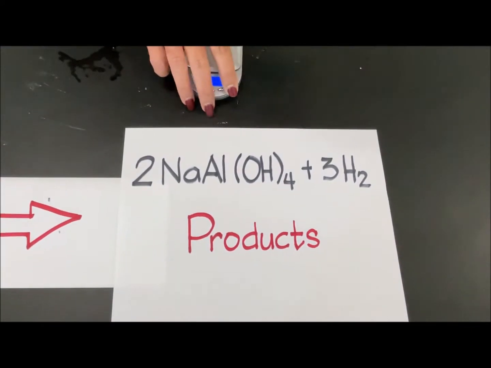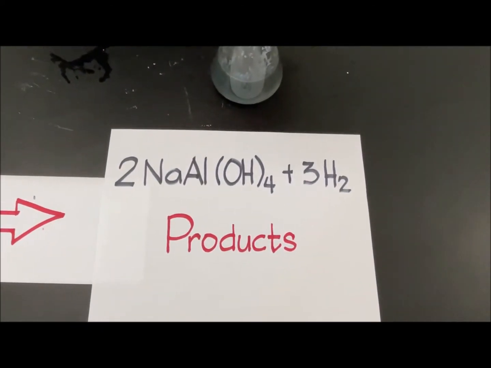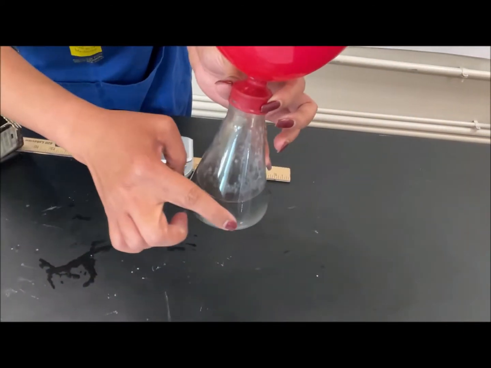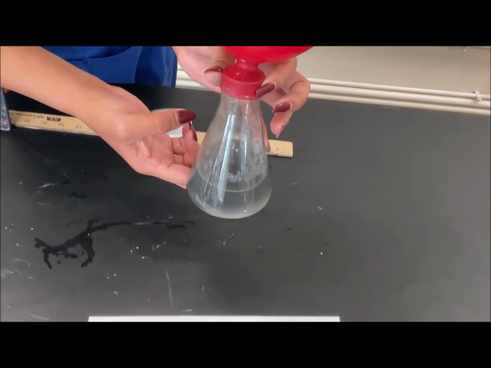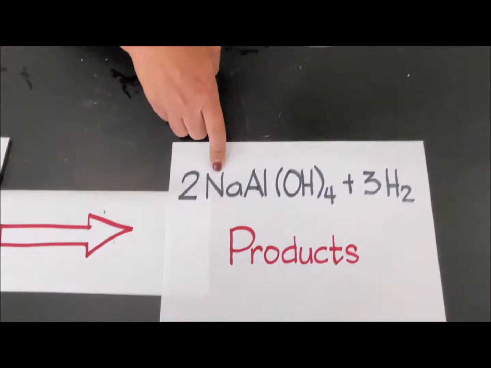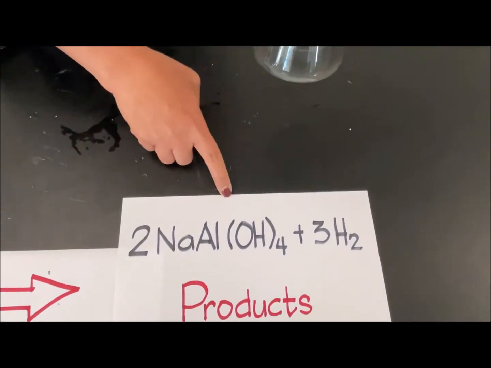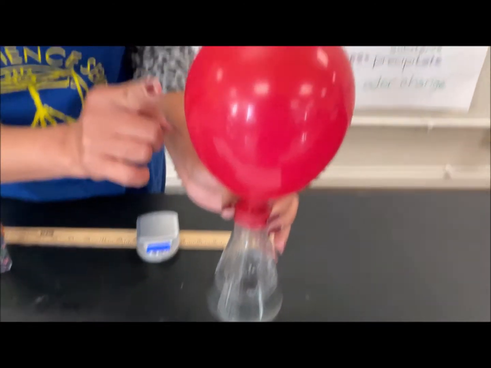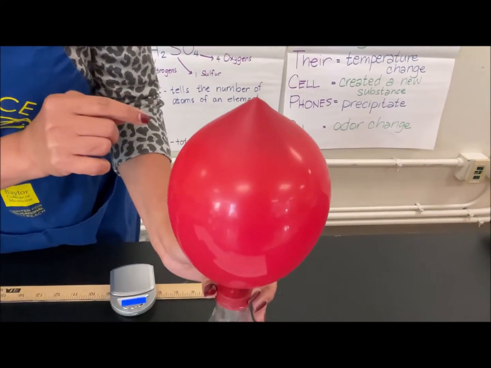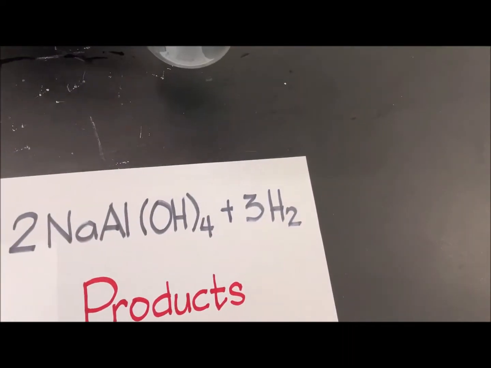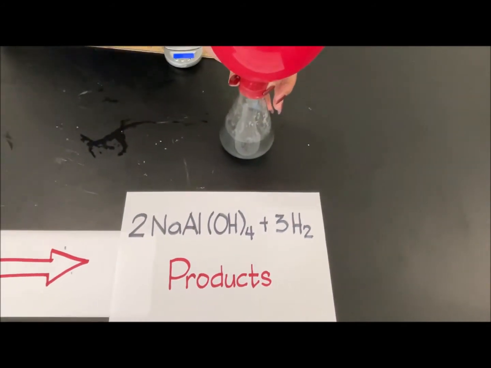And these products now, okay, if you look at the dark liquid, this is sodium aluminate with the formula NaAl(OH)4. That's sodium aluminate. And the gas here inside the balloon is hydrogen gas. Hence, the lab is called hydrogen balloon.